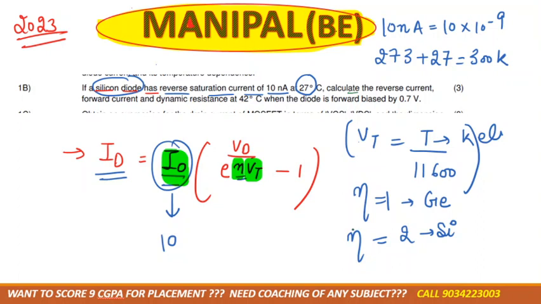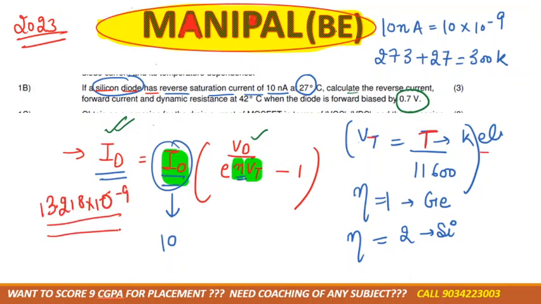Now see, Vd is the diode voltage. And what is the diode voltage? They have mentioned that it is 0.7. So this is also known. So after solving, can we get the diode current? Solve it and then tell me the value. Okay, so after solving, we'll get this value of ID.